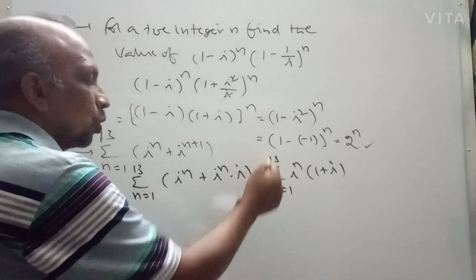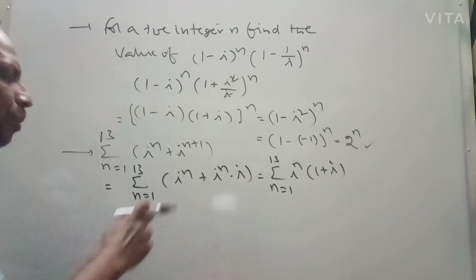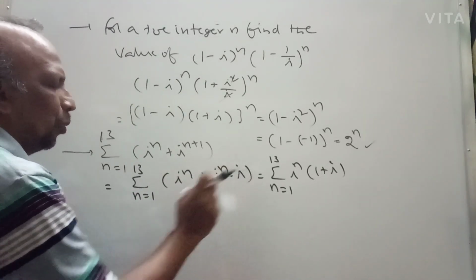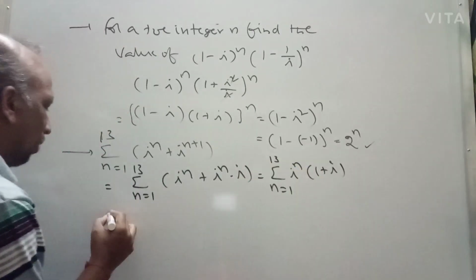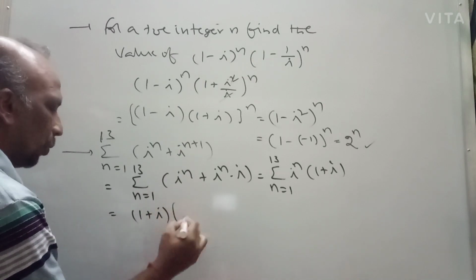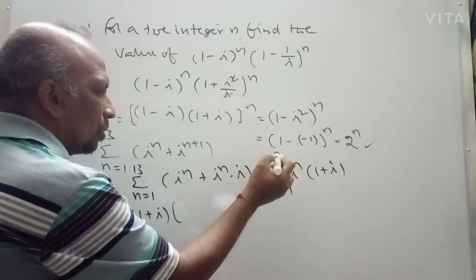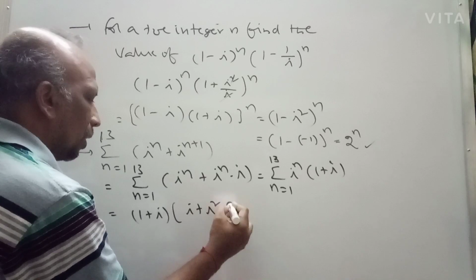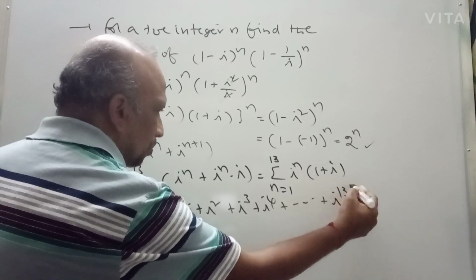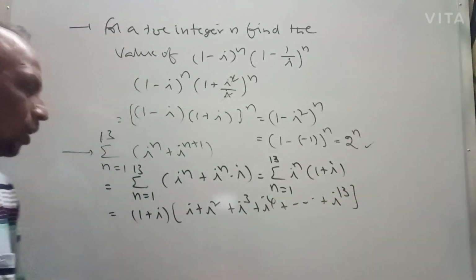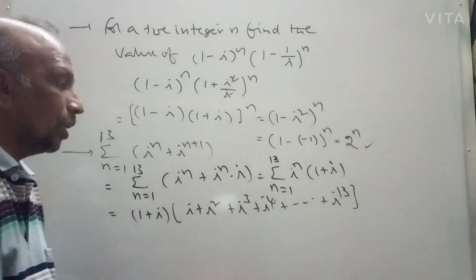Now you can see here 13 terms, now I can expand, because I got 1 plus i common. Here only this part is related to n. If I expand this, it will come 1 plus i into the values of n from 1 up to 13. So you will get i plus i square, i cube, i power 4 and so on up to i power 13. The values will be i plus i square plus i cube plus i power 4, up to i power 13.